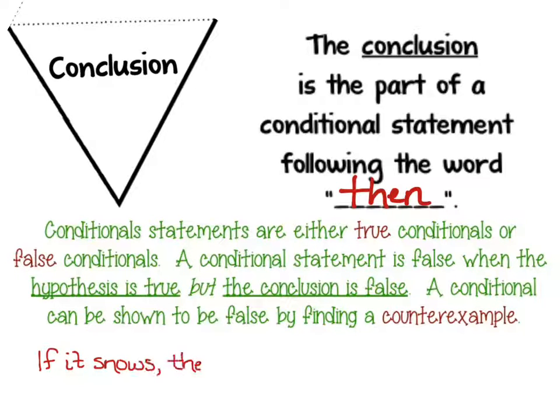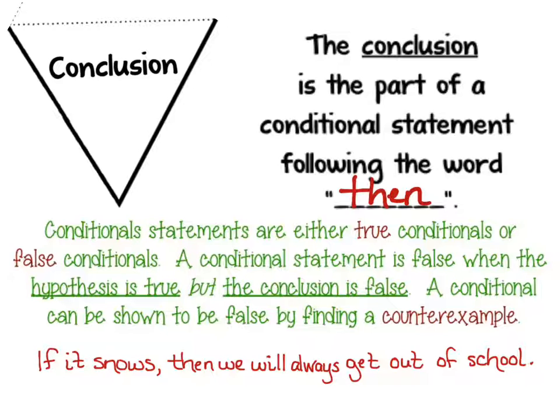So if it snows, then we will always get out of school. So again, here's a conditional statement, if then. And this one is a false conditional statement because the conclusion is not always true. Yes, we do get out for snow, but not always. So at any rate, this is how you would phrase these conditional statements, through if and then. So now we're going to take a look at several examples.